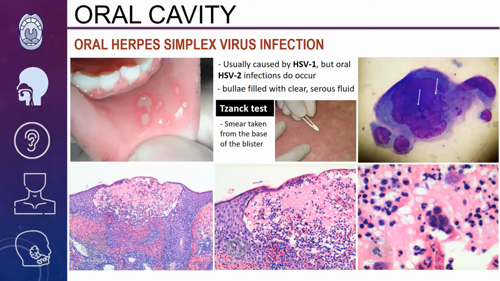Vesicles and shallow ulcers are usually cleared spontaneously within 3 to 4 weeks, but the virus tracks along the regional nerves and eventually becomes dormant within the local ganglia.